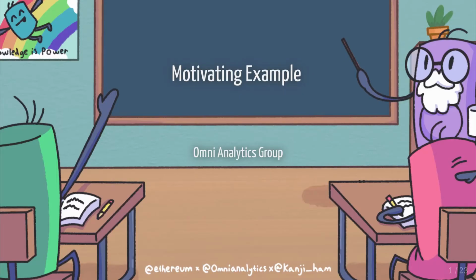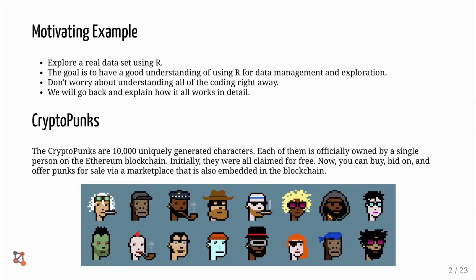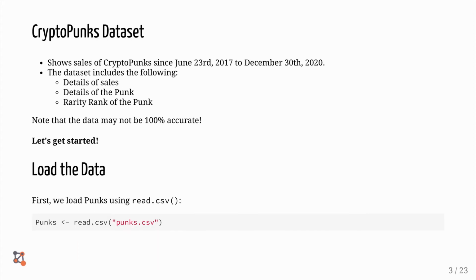Let's get started with a motivating example. Analyzing CryptoPunks. CryptoPunks are an extremely popular generative art piece with over 10,000 uniquely generated characters. They were released for free, but now they can be bought, sold, and bid on in marketplaces embedded in the blockchain. First, some details of the CryptoPunks dataset.